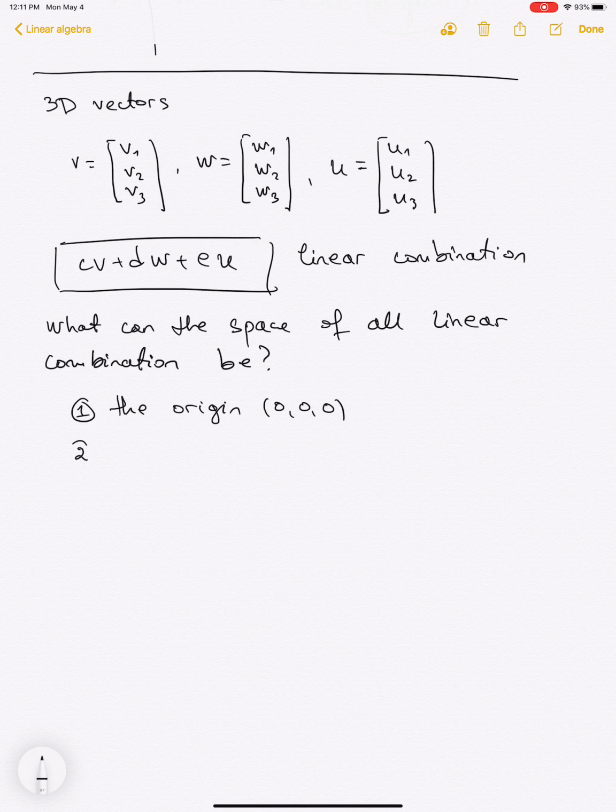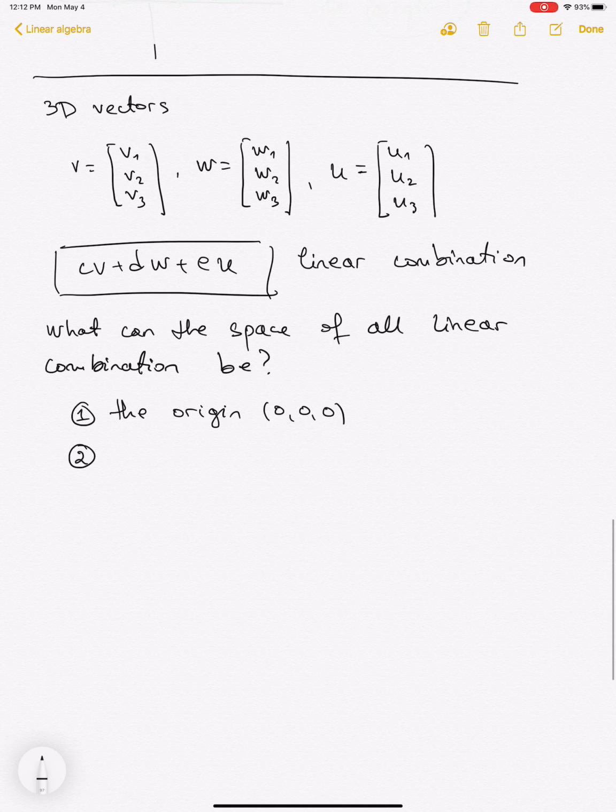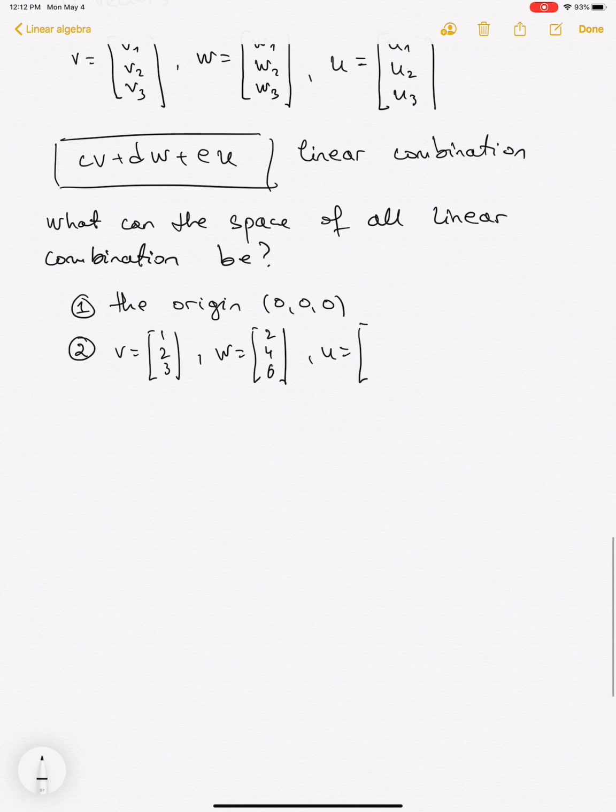What is another possibility? Another possibility could be that all three vectors look very similar to each other, or are multiples of each other. So for example, you could have V to be 1, 2, 3, then W could be 2, 4, 6, and U could be 3, 6, 9, for example. So this is an example of what we could get.